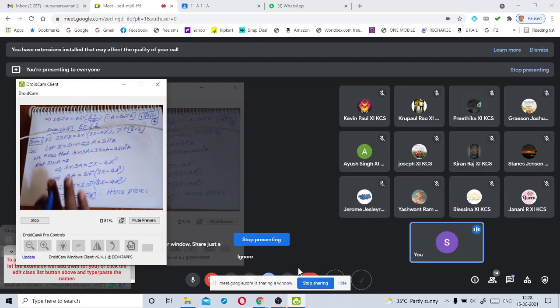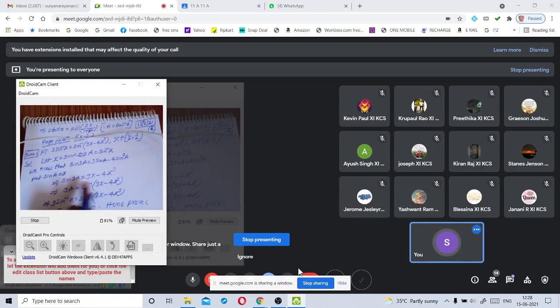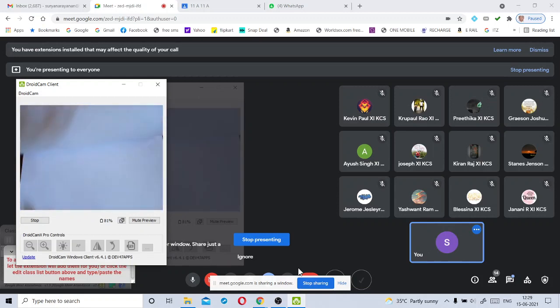But for this question, to prove the given statement, you should remember this trigonometric identity. Without knowing this trigonometric identity, you can't prove this statement. Okay.